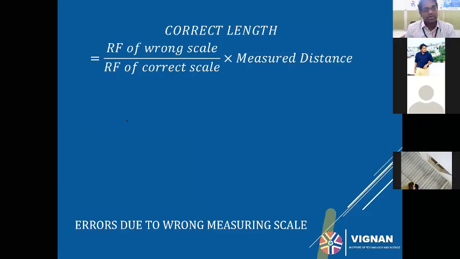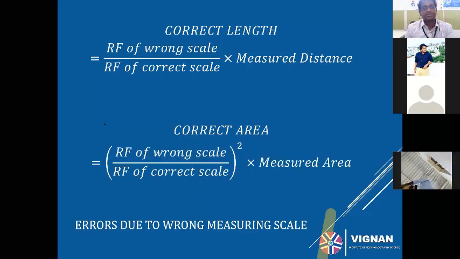In the same way, you can even calculate the correct area. The same, kabatti, you will get a square. Representative factor of wrong scale by correct scale into measured area. We'll have a problem.